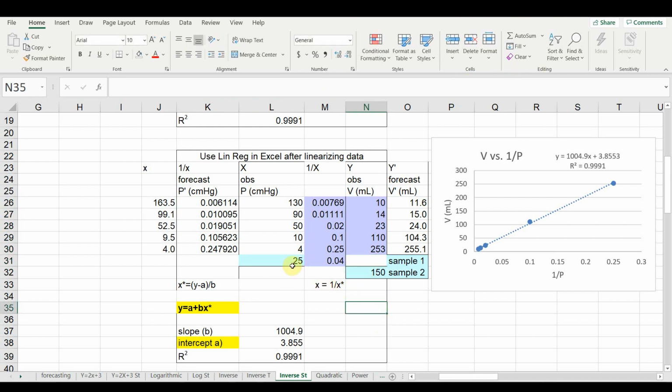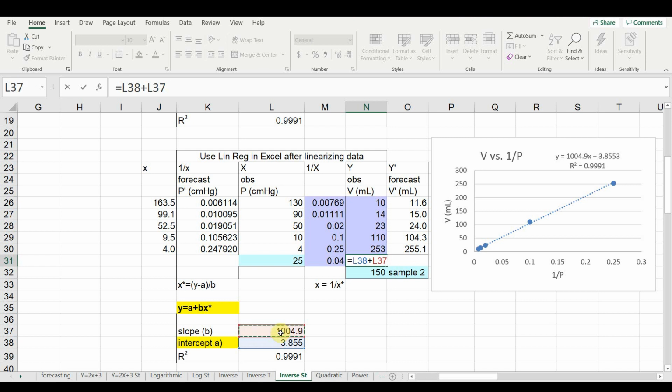All right, let's forecast our unknowns. For a pressure of 25 centimeters of mercury, the inverse value is 0.4. To calculate y, it's equal to a plus bx equals a, the intercept, plus the slope times our x value. We're using the inverse of x, and that's 44.0. Notice I didn't bother with absolute references because I'm not dragging this value.